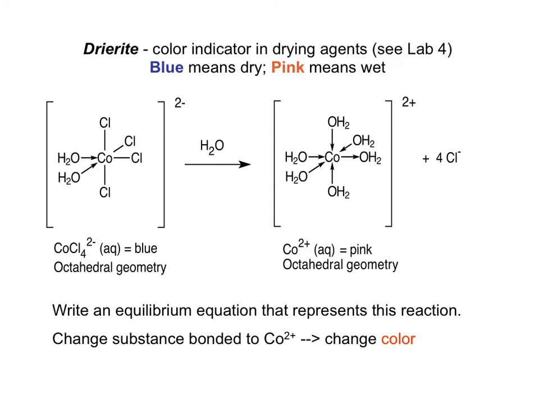Dry-rite is a drying agent that uses a cobalt color indicator that tells you whether the substance is wet or dry. The ion cobalt tetrachloride is blue. Note that it has 2 waters and 4 chlorides bonded to the cobalt. If we substitute 4 waters for the 4 chlorides, then the compound turns pink. So changing the substance bonded to the cobalt changes the color of the compound.